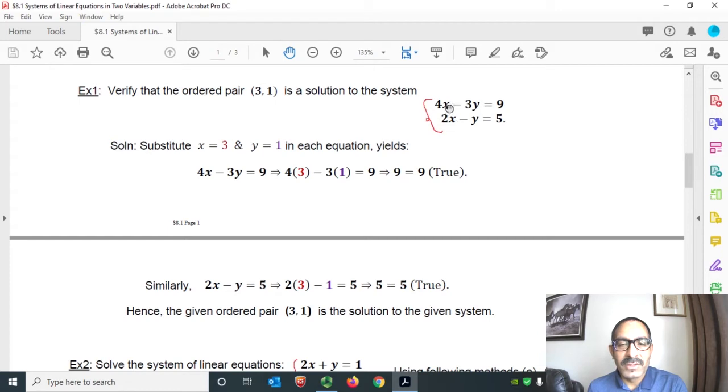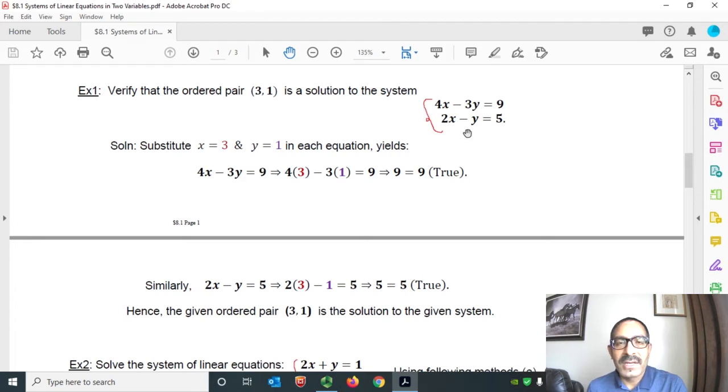So here in the first equation, 4x minus 3y equals 9. Put x equals 3, y equals 1. So we have 4 times 3 minus 3 times 1 equals 9. This implies 4 times 3 is 12 minus 3 times 1 is 3. So 12 minus 3 is 9. 9 equals 9. It's true. That means the given ordered pair satisfies the first equation in the system.